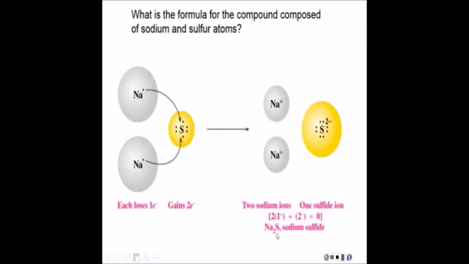Now our formula has to represent that. So in order to show the 2 sodium, we write Na just once, and then we put the subscript 2 next to it. Remember, the 2 multiplies to its left, not to its right. And notice again, the name does not have the 2 in it. It would be incorrect to say disodium sulfide.